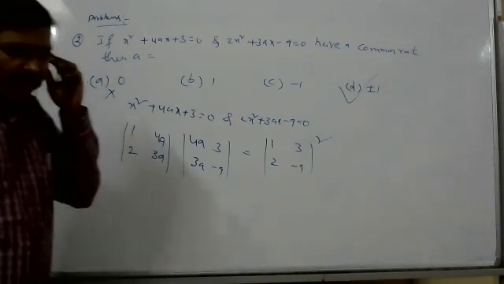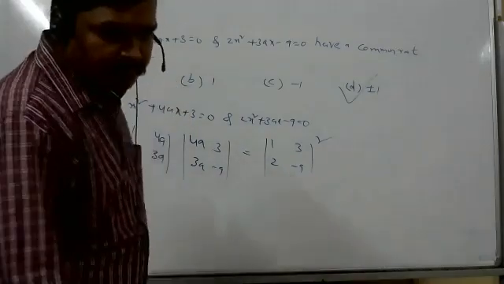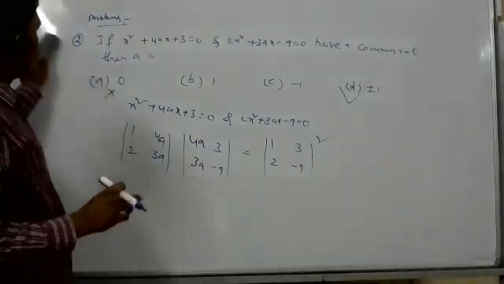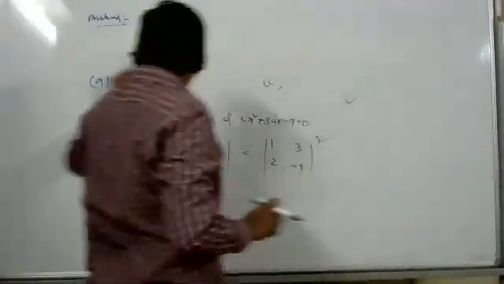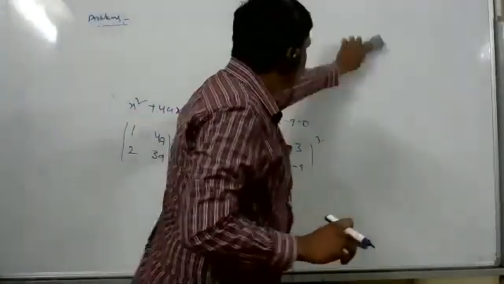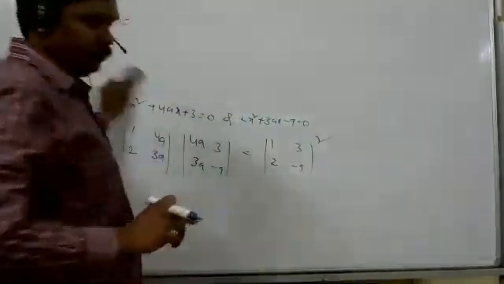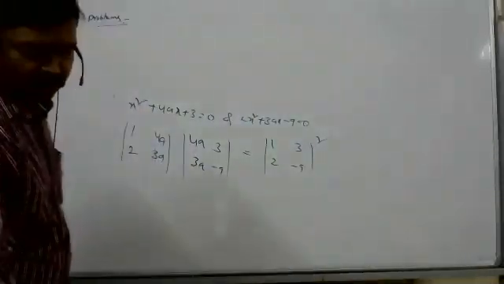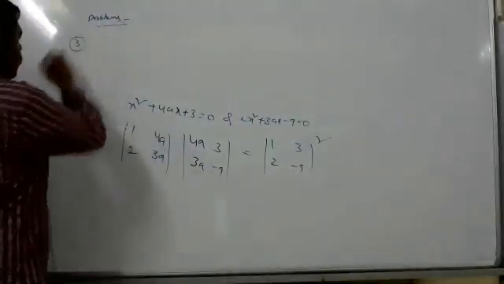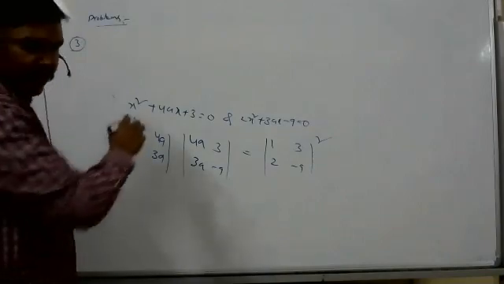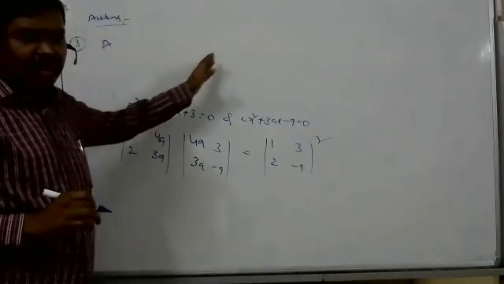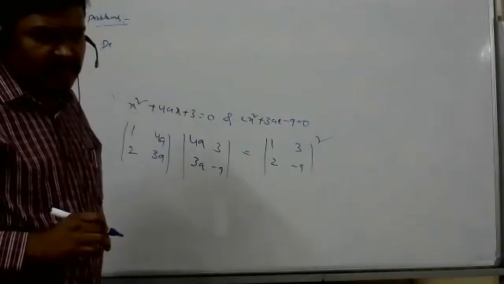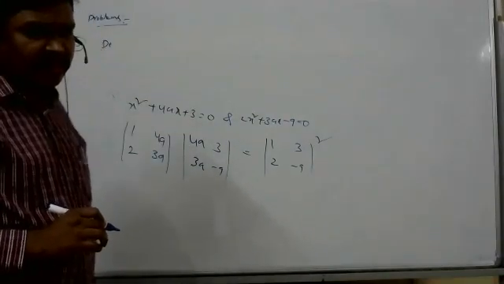Okay, completed. Third one, determine the... Sir, was the answer plus or minus 1? Plus or minus 1. A is the fourth option, correct.